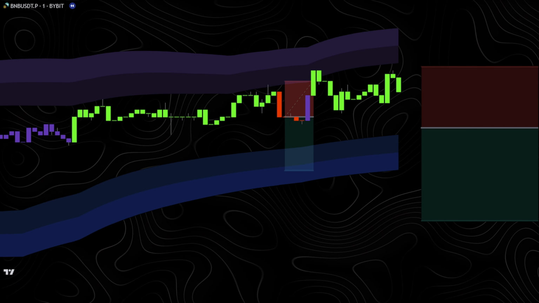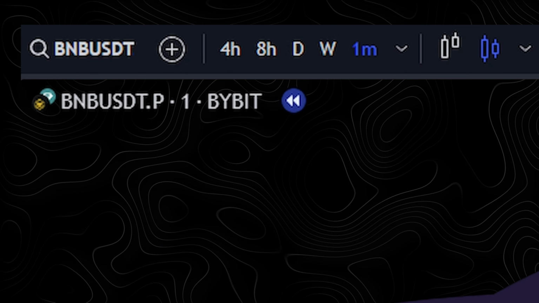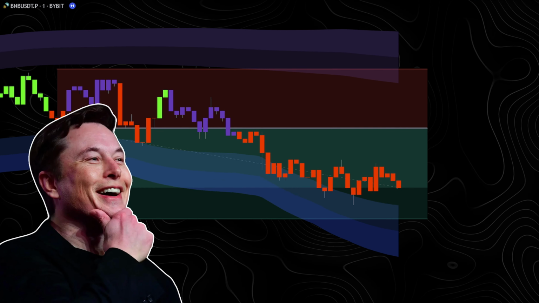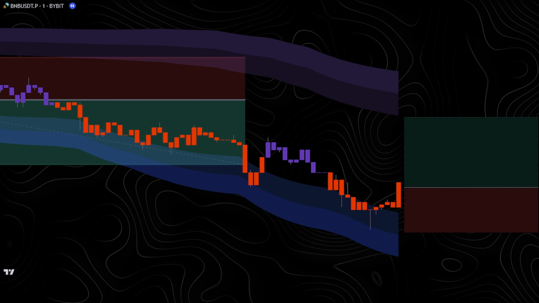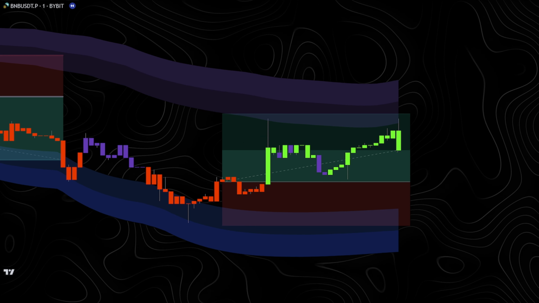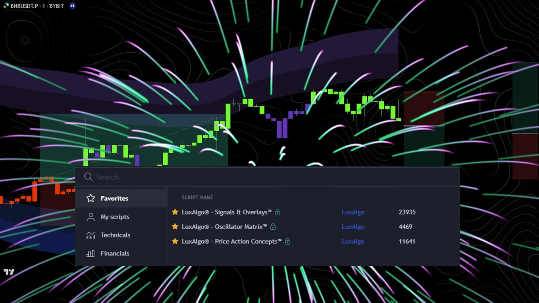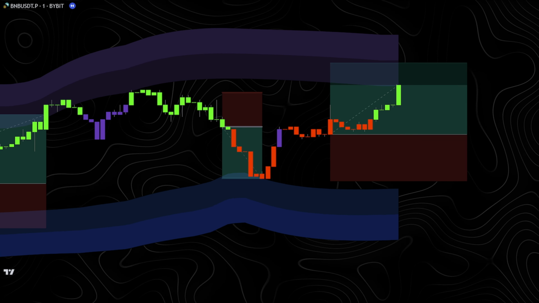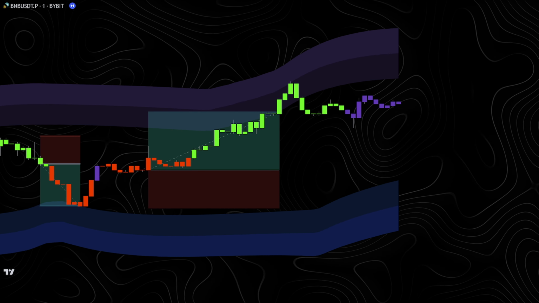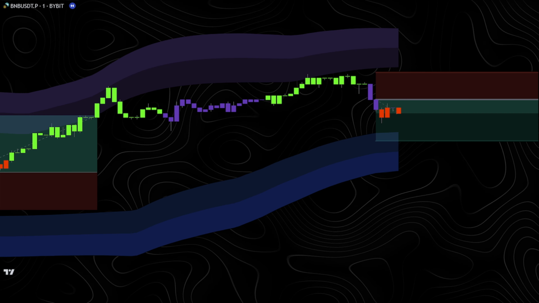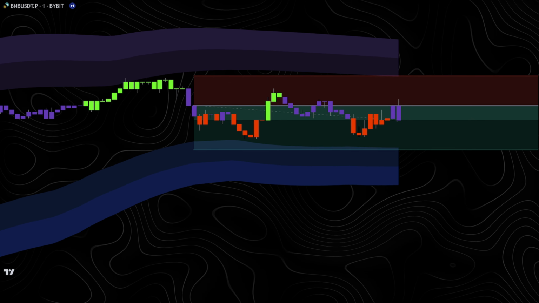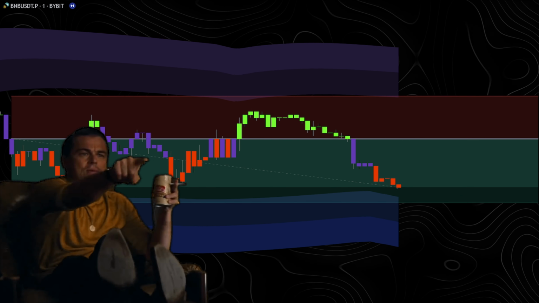As an example for today's video, I am going to use Bybit's BNB USDT chart. The strategy is very simple and is based on reversal trading using only one indicator, which is called LuxAlgo signals and overlays. To trade it profitably, you need to follow 3 rules, with the last one being the most crucial. In this short tutorial, I'll show you how to build the same setup as well as the strategy's entry and exit rules.